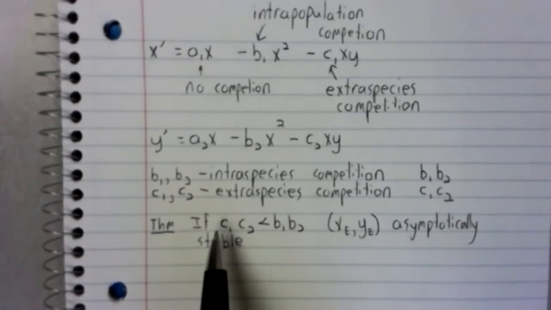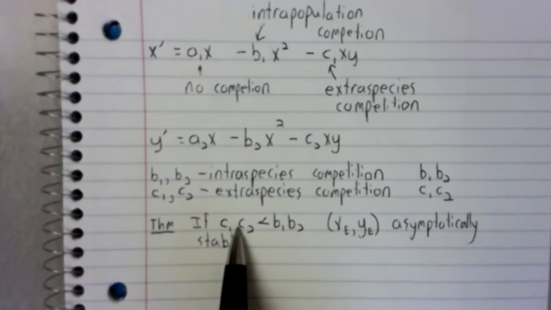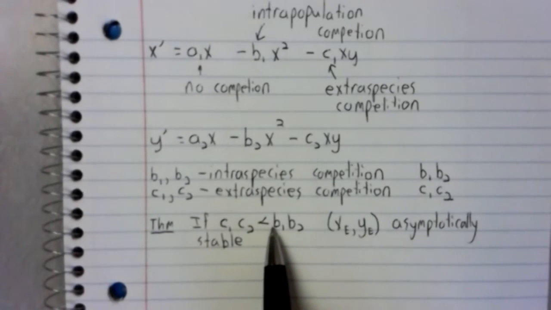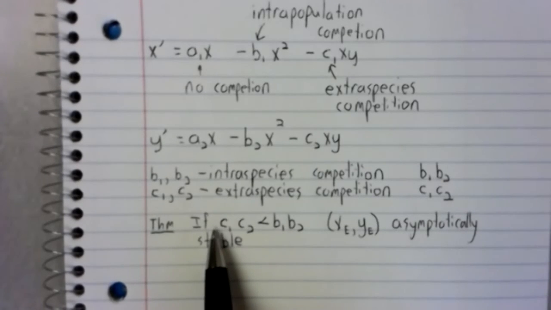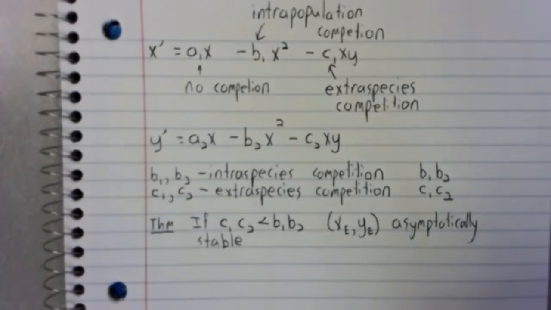So this inequality tells you that competition between the two species isn't actually happening at a significant level. The animals in this environment are competing more with different members of their same species than they are with members of a different species.